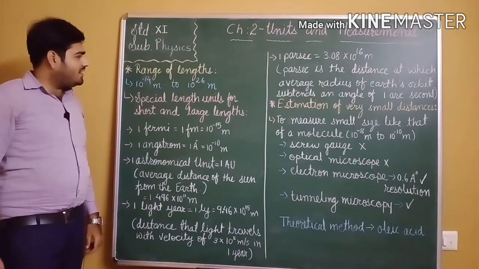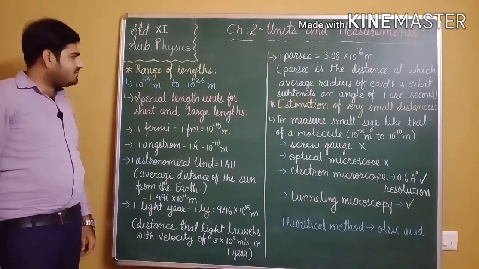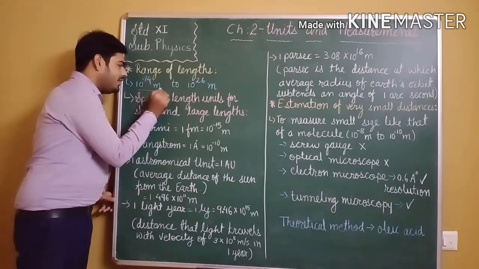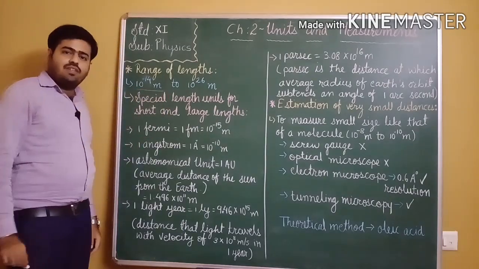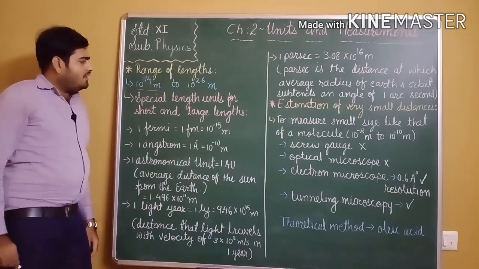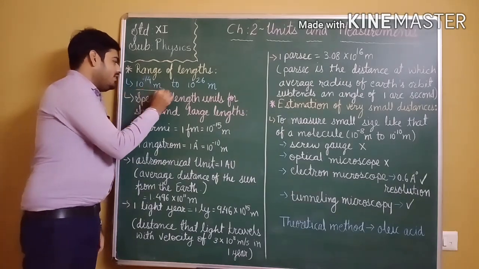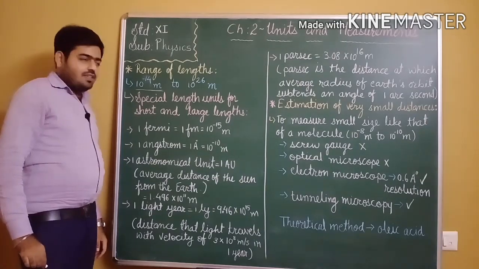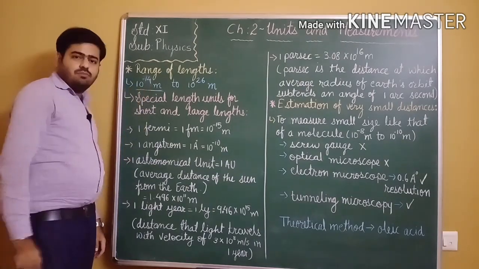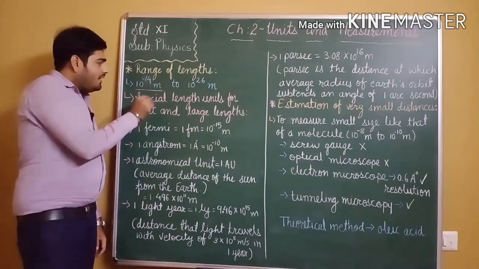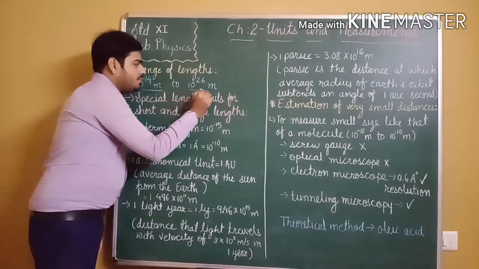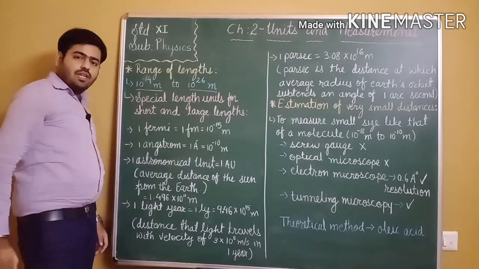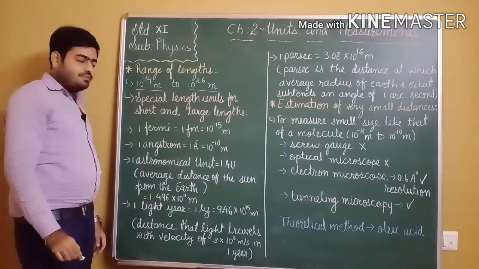Now the next topic, that is range of lengths. The smallest length is 10 raised to minus 14 meter. This we have already discussed in chapter number 1. This is nothing but the size of a nucleus. The size of a nucleus is of the order of 10 raised to minus 14 meter to 10 raised to 26 meter. The range of length is from 10 raised to minus 14 meter to 10 raised to 26 meter.